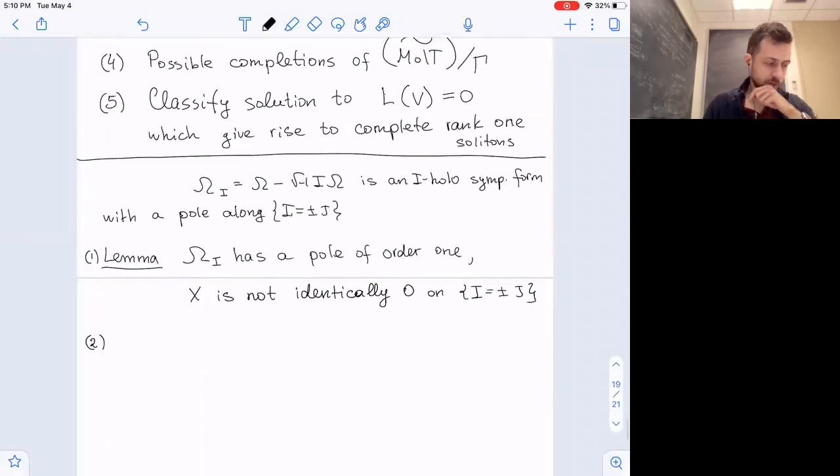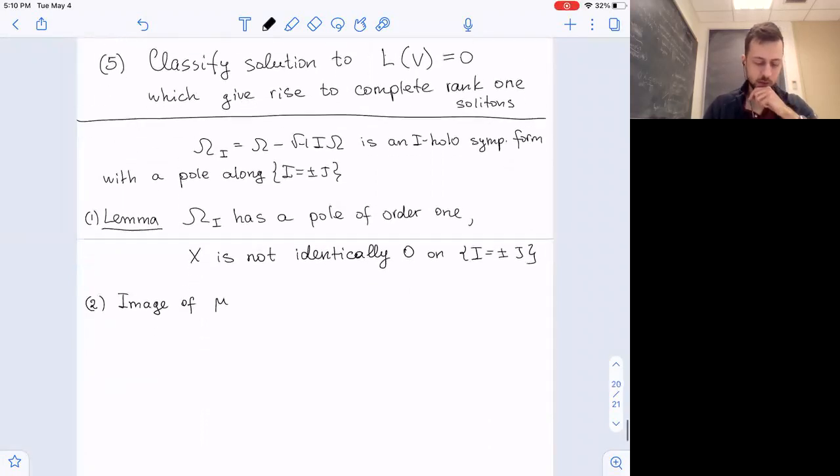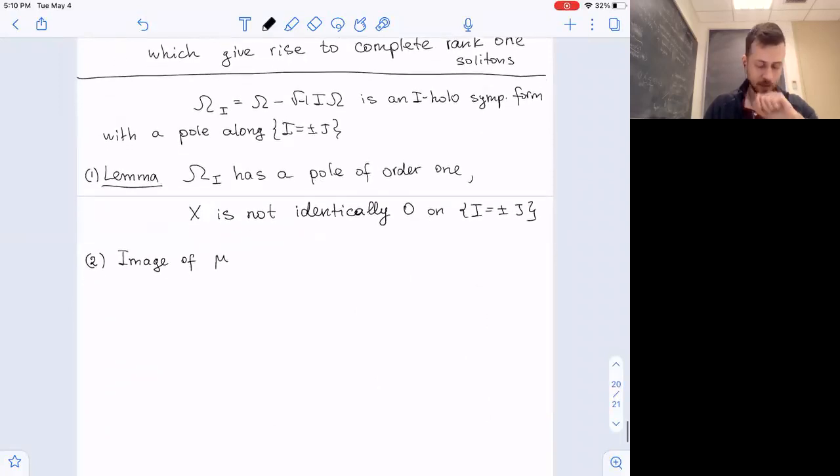So the really interesting part is the image of mu. This, I would say, is technically one of the hardest parts of the entire classification result. And to this end, I would like to discuss a more general setting.